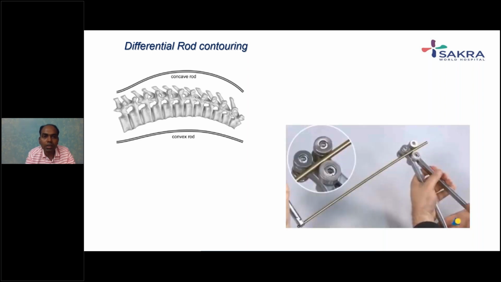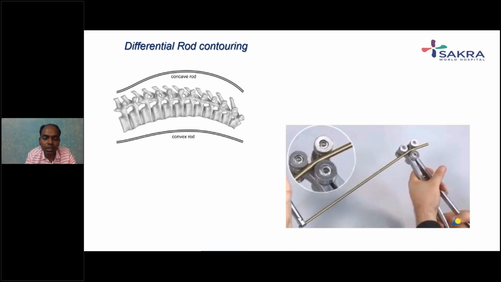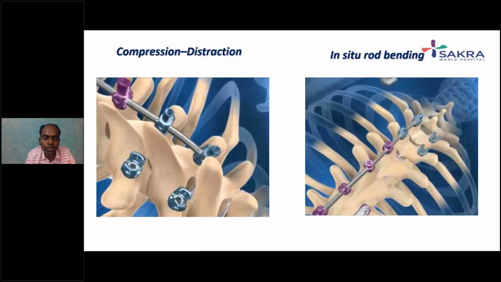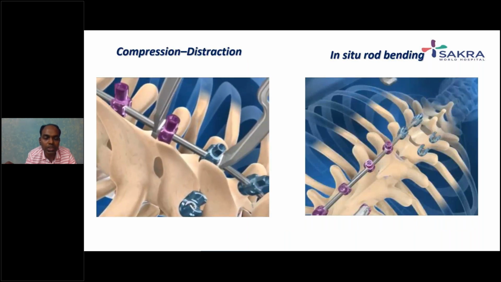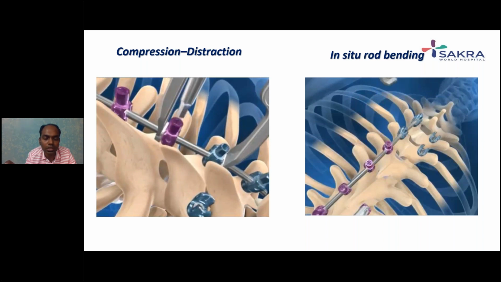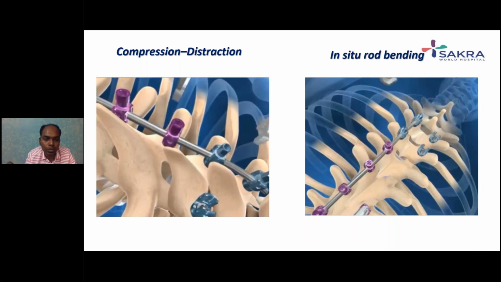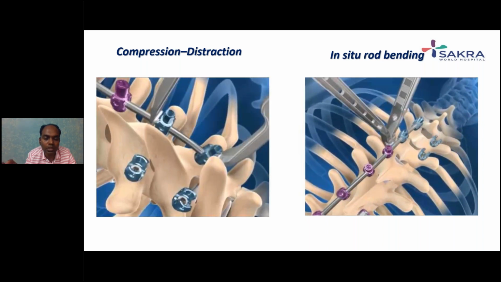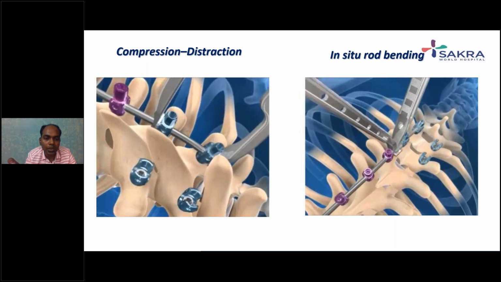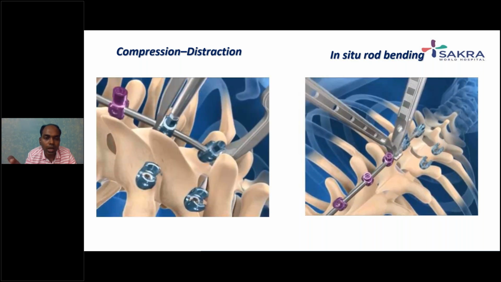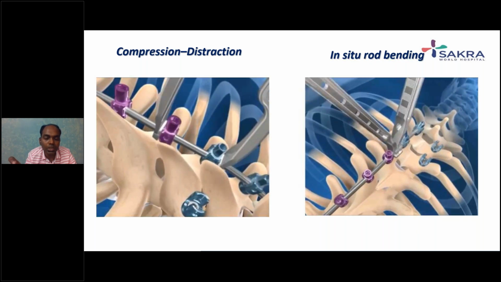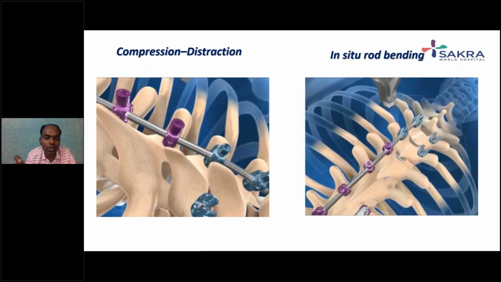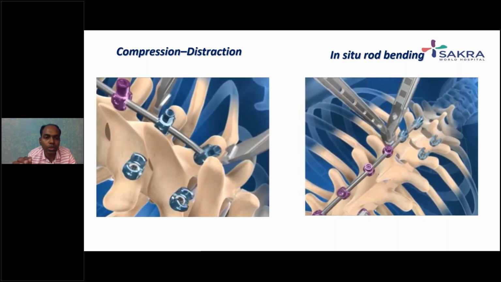The other techniques like compression and distraction are done towards the end of the procedure, where distraction is done at the concave side and compression is done at the convex side for finer achievement of corrections. And the most important point is, in cases of shoulder imbalance, when compression is done on the side of the higher shoulder, that pulls the shoulder down. Similarly, if distraction is done on the side of the shoulder which is at a lower side, it will push the shoulder up. So this helps in achieving a shoulder balance.